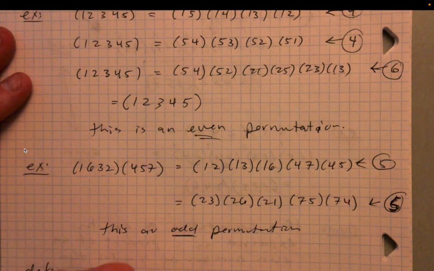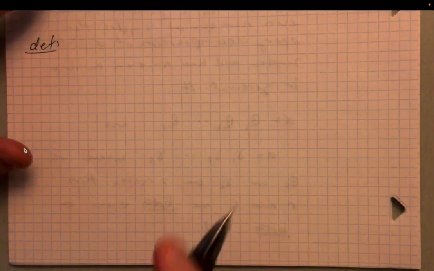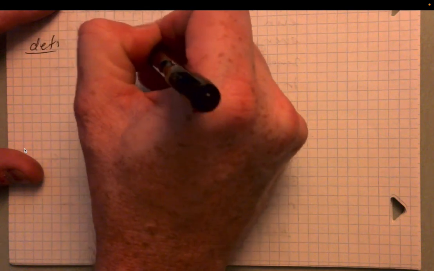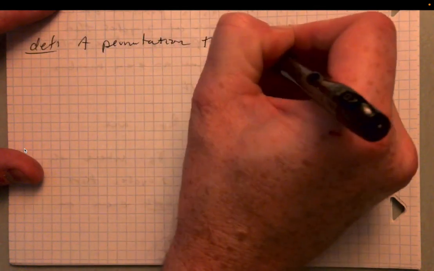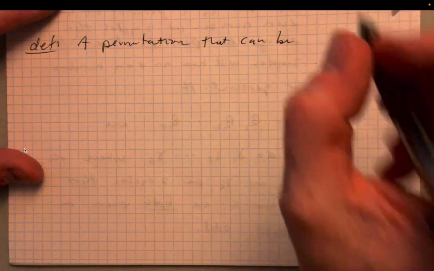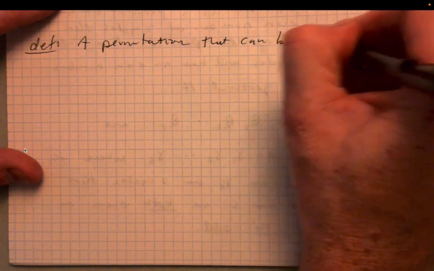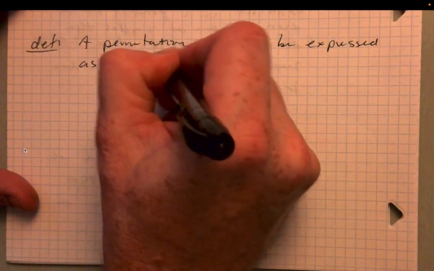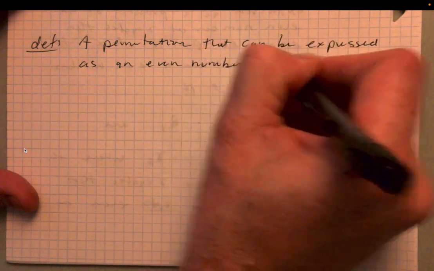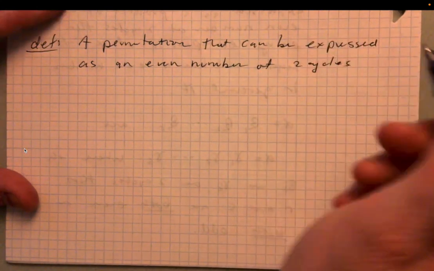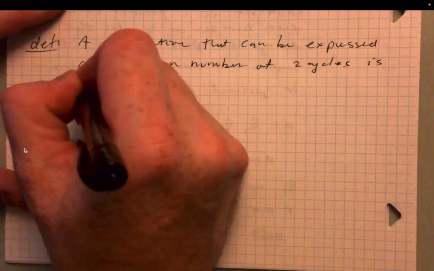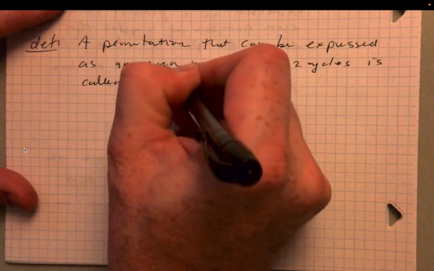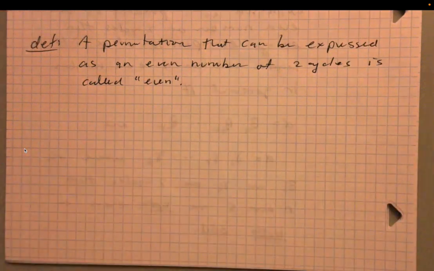So we have a definition next, and that's obviously going to be the definition of even and odd permutations. A permutation that can be expressed as an even number of 2 cycles is called even. A permutation that can be expressed as an odd number of 2 cycles is called odd.